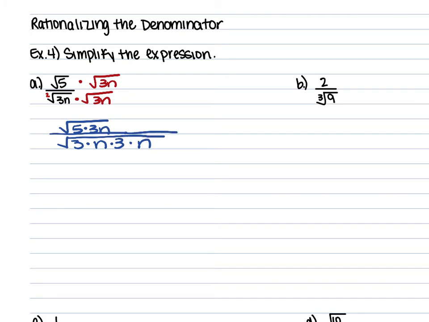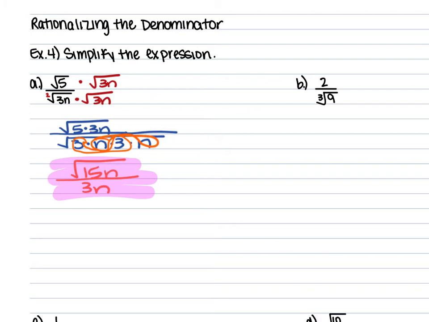From here, the top, 5 times 3, 15. Keep the n, put the square root over it. In the denominator, you have 2 3s, you have 2 n's. So that's just 3n. From there, you cannot simplify anything else because the numerator is underneath the radical. The square root of 15 is, you can't do. It's just the square root of 15, so you leave it alone.